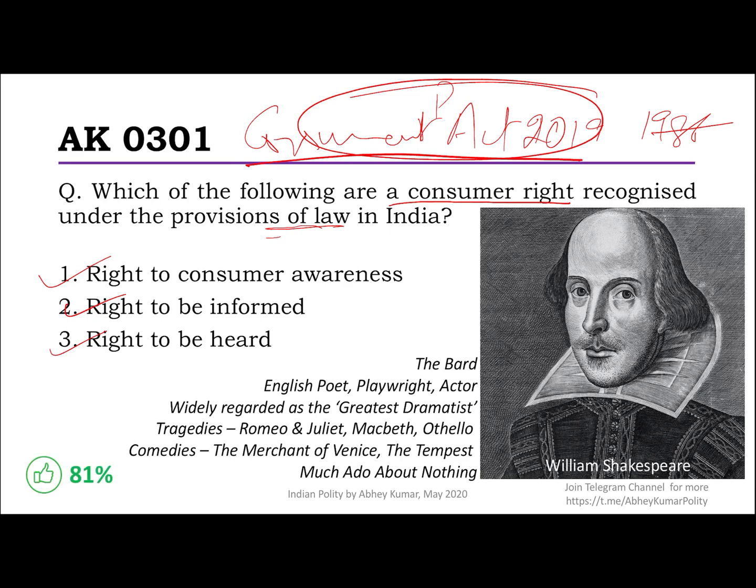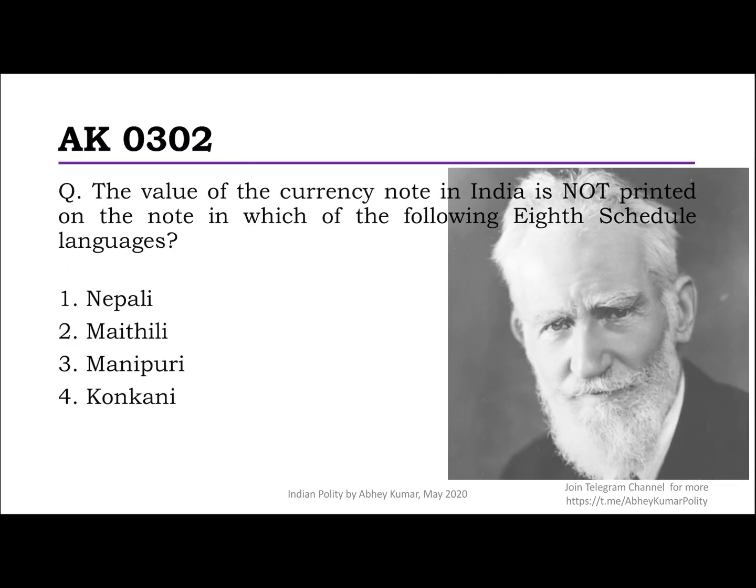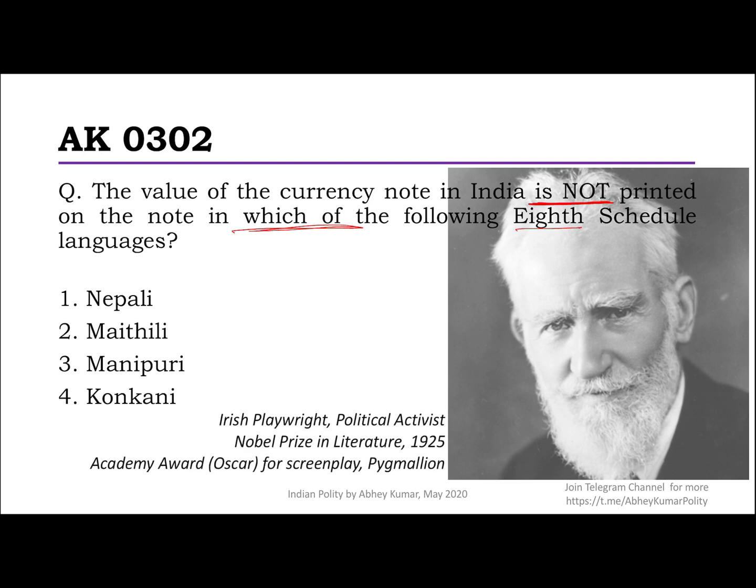So moving on to the next question: the value of the currency note in India is not printed on the note in which of the following 8th schedule languages? Now, as you know, there are 22 languages in total mentioned in the 8th schedule, and out of them, actually, 6 of them are not on the note. And these 6, it's not very difficult. You'll see that the original constitution had 14, and 8 more have been added after that. So out of these 8, 6 of them are the same.